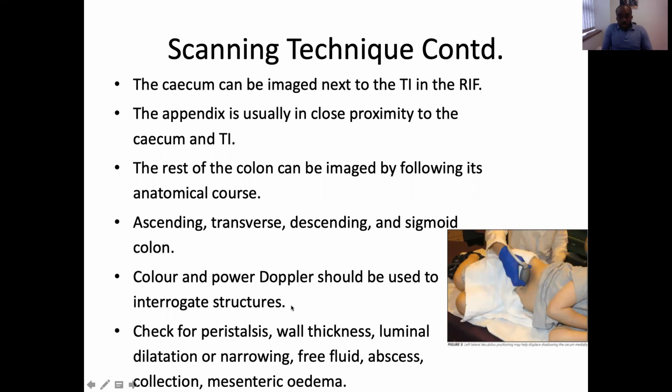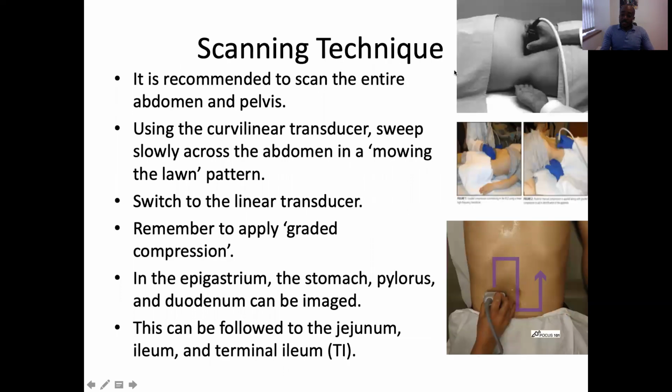So for more scanning technique, the cecum and the terminal ileum can be imaged in the right iliac fossa, as mentioned earlier. If you look at the image on this side here, you can see that in some cases you turn your patient onto the left lateral decubitus position. That would help move the unwanted small bowel out of the way, and then it brings out the appendix and the cecum. So it makes it easier to image. Sometimes that works, and if it doesn't, put your patient back in the supine position and continue as you've seen here.